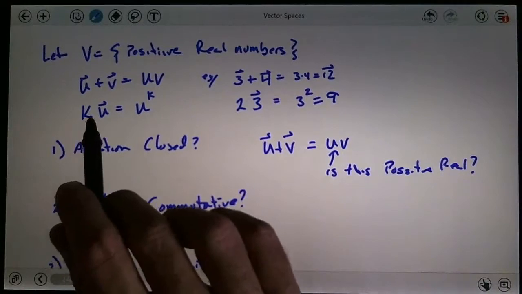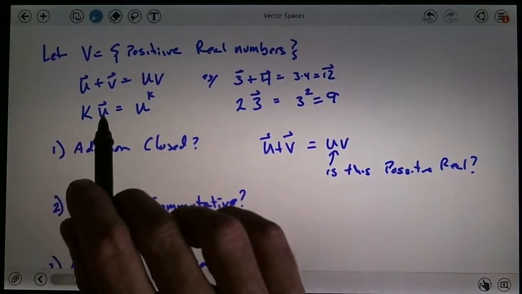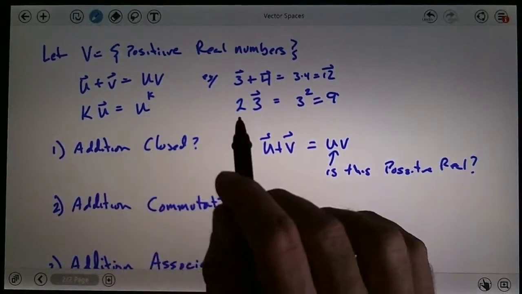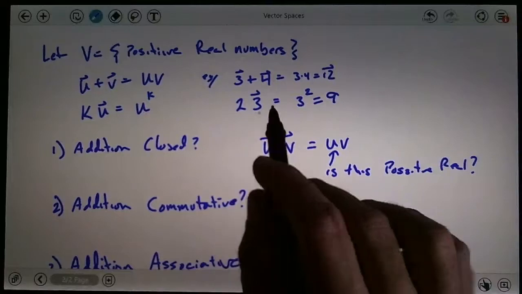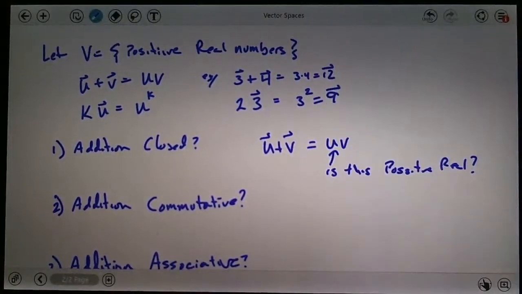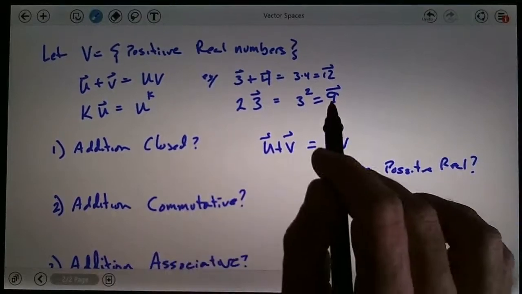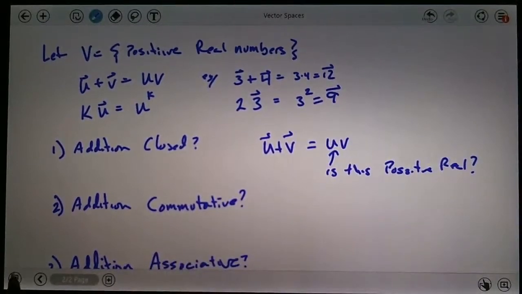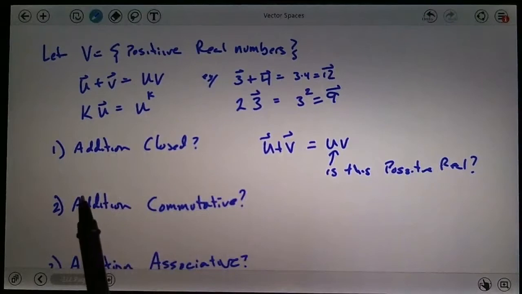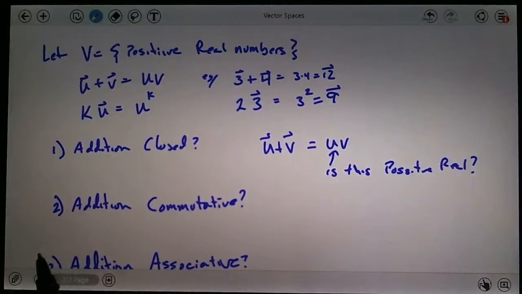Likewise, if I take a real number and multiply it by the vector, I'm going to take the real number u and raise it to the k. So essentially 2 times the vector 3 is going to be 3 squared, which is the vector 9. So 2 times the vector 3 is the vector 9. So I've got my two operations defined here. The question is, do these two operations satisfy the 10 axioms of a vector space definition?